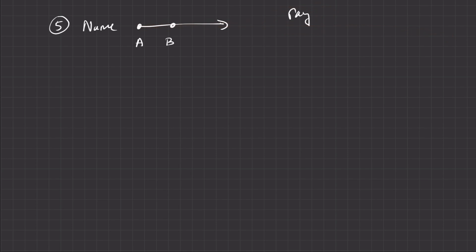And to name a ray, you need 2 points, and the order matters. So we start with A, right? And it's going to go towards B. And then you're going to go ahead and put a line with just 1 arrow, just like so, and that's the answer.